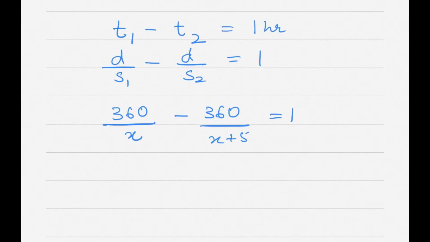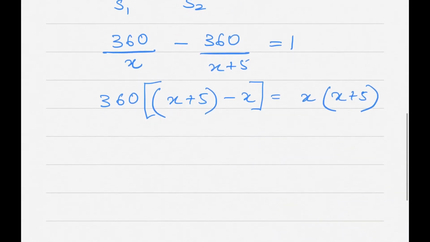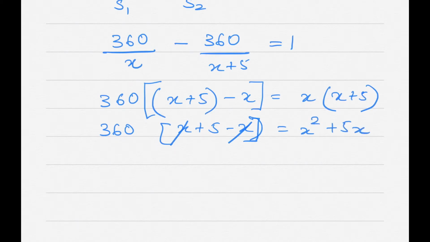Now what I can do, I can take 360 common here and I would take the LCM. So LCM would be x plus 5 and here it would be minus x, and simultaneously I'll take my denominator to the other side, so that would be x into x plus 5 because that was the LCM, correct? Now this would be 360 into x plus 5 minus x, and x and x would get cancelled. This is x square plus 5x.